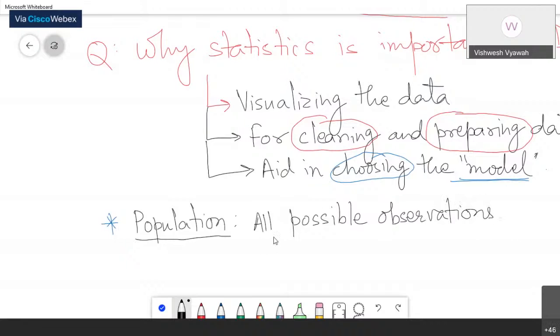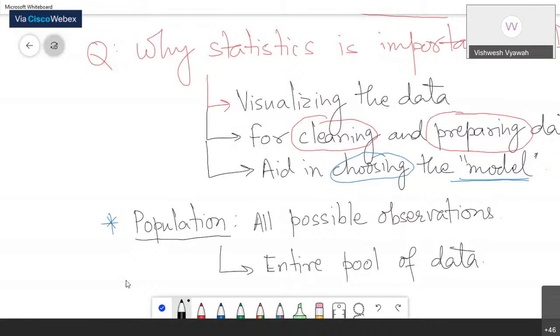All possible observations. You can also call it the entire pool of data. Population, for example, you want to analyze the height of all the people in Andheri. That is your population. You have this data: the person's name and the height of that person in, say, meters. So that would become a big population. It's all possible observations.